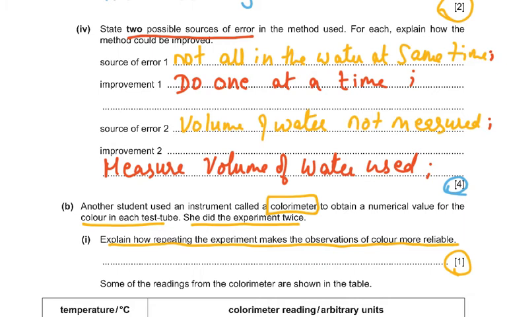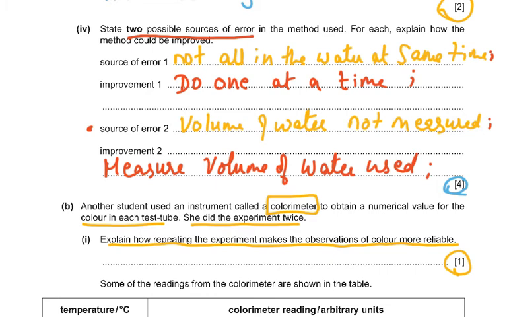Then the second source of error was that the volume of water was not measured. We just added water to cover the beetroot. And that could be a little over it or a little just below it, and you just said cover it. I mean, that wasn't a very scientific manner. So did we measure the volume of water? We didn't measure it. We just said, okay, add water enough to cover the beetroot. So you should have measured the volume of water.